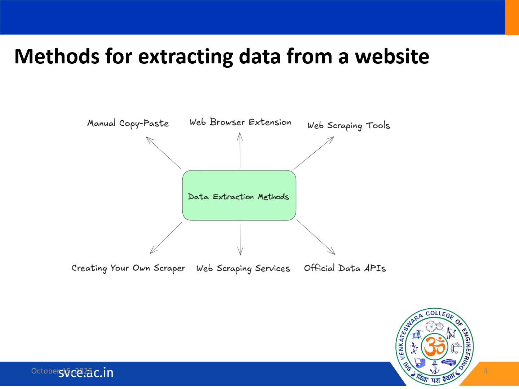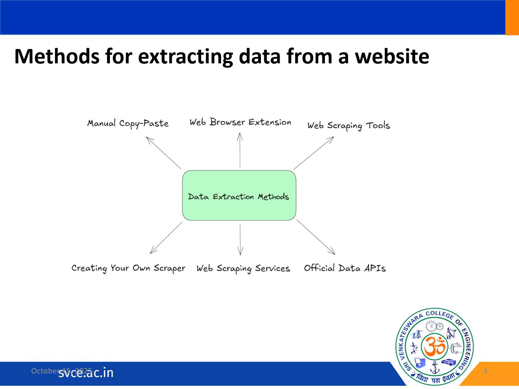The first is creating your own scraper. We can also extract the data by using web scraping services, official data APIs, web scraping tools, web browser extensions, and manual copy paste. We can copy the data. So first we'll start with the manual copy paste method.